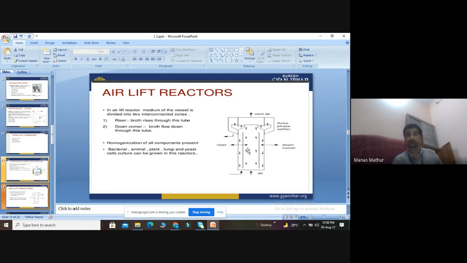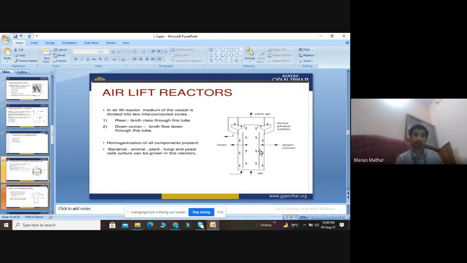Homogenization of all the components is present. So what will happen? The homogenized components include bacterial, animal, plant, fungi, and yeast. Cell cultures can be grown in these reactors. Bacterial cells, plant cells, animal cells, fungi cells, yeast cells, all kinds of cells can be grown in such types of reactors.